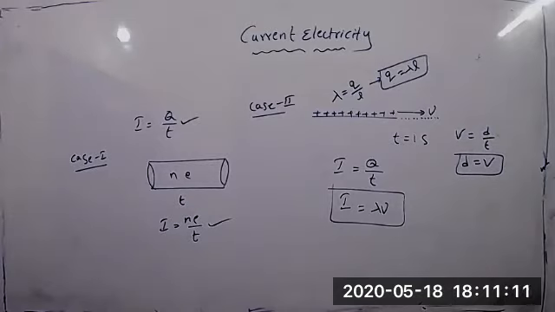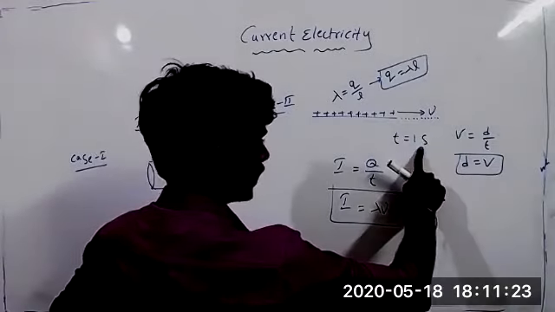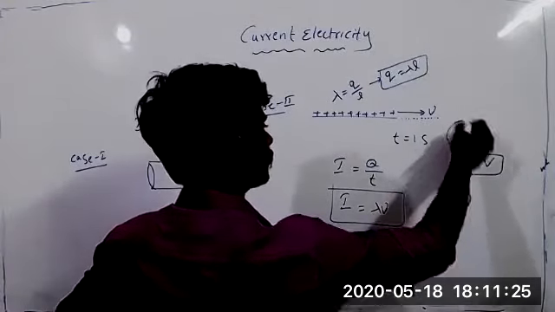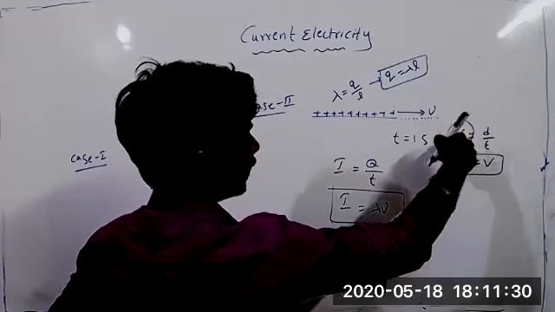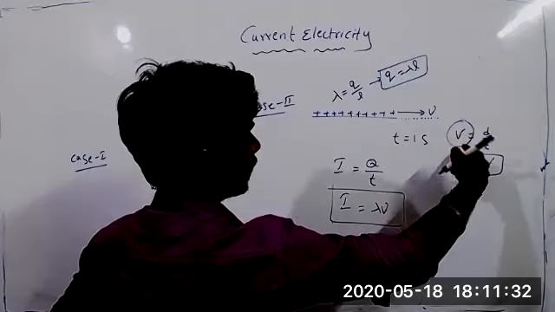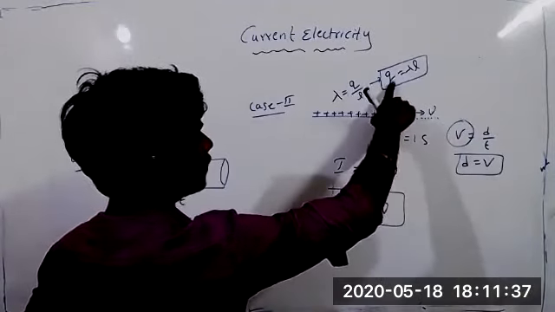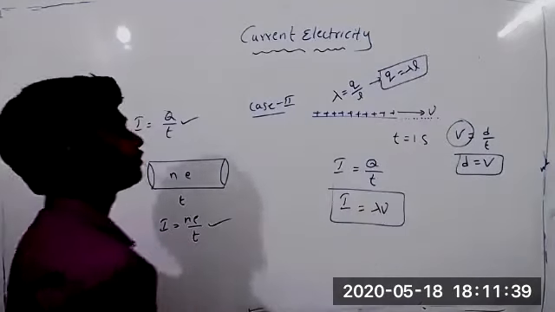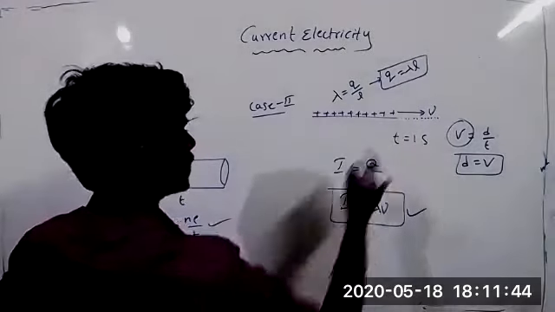Did you understand? When the charges are moving linearly, in 1 second, how much distance can the charges move? V distance. Because when time is 1 second, distance itself is velocity. So distance equals v. So in 1 second, how many charges are moving? Lambda into v. This is the current form when they have given charges linearly.